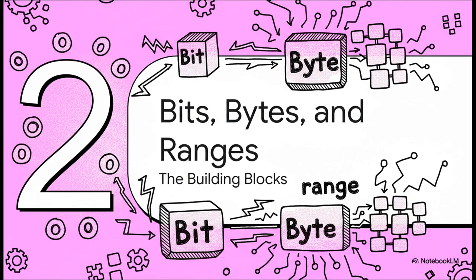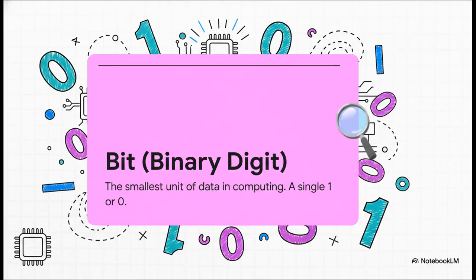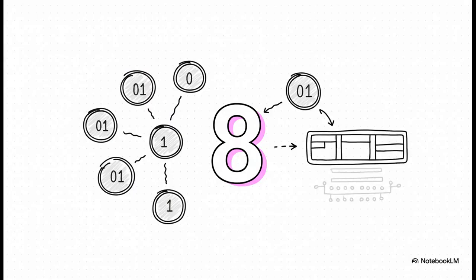So now we get the digits. Let's look at how they stack up to create the actual building blocks of data. Each one of those individual binary digits, a single 1 or a single 0, has its own special name. It's called a bit. Think of it as the absolute smallest, most fundamental piece of information a computer can possibly deal with.